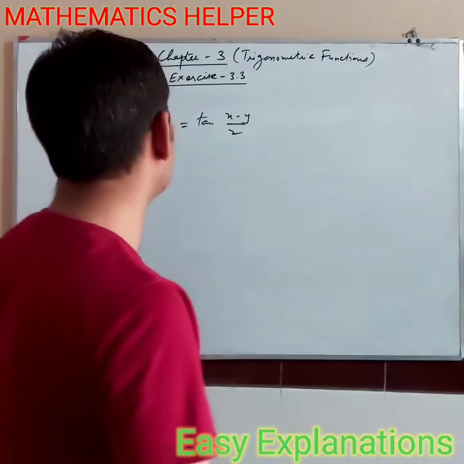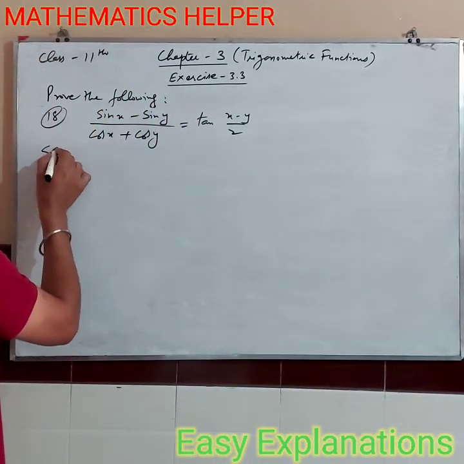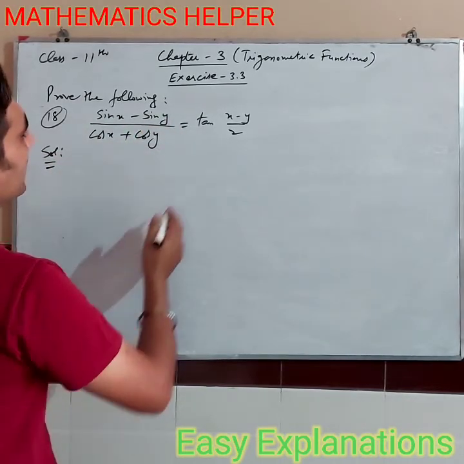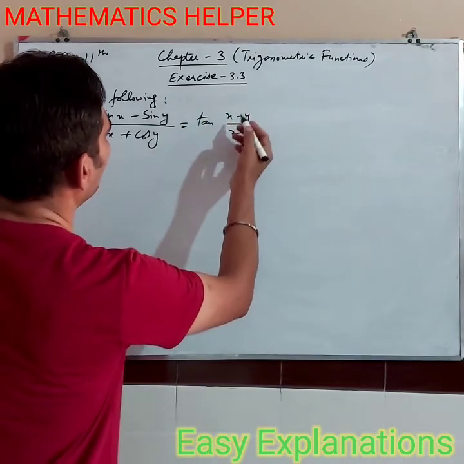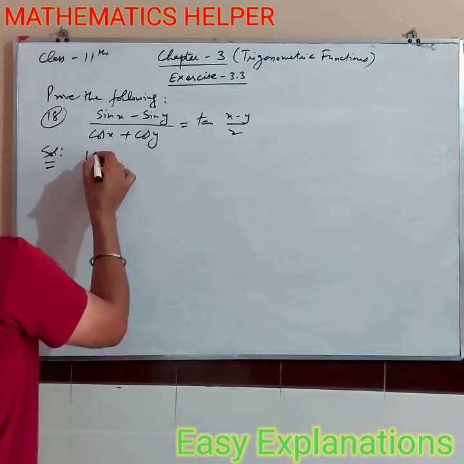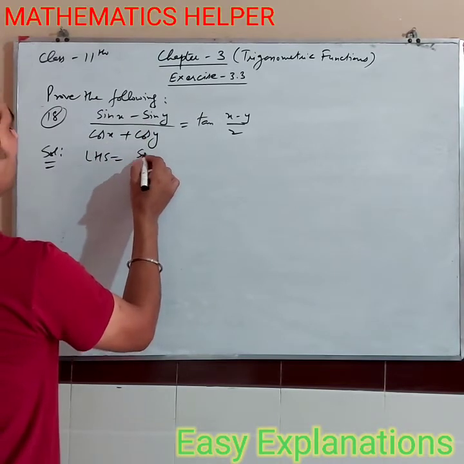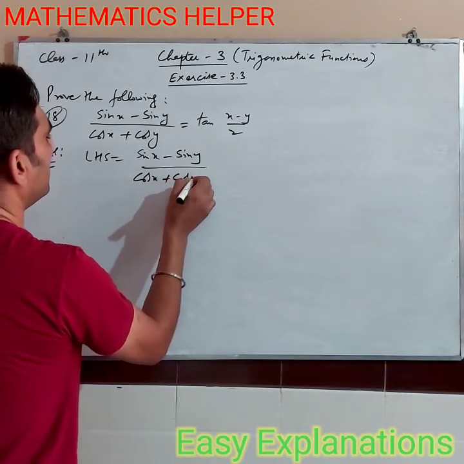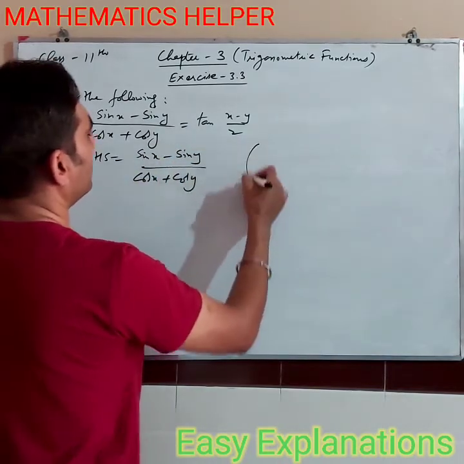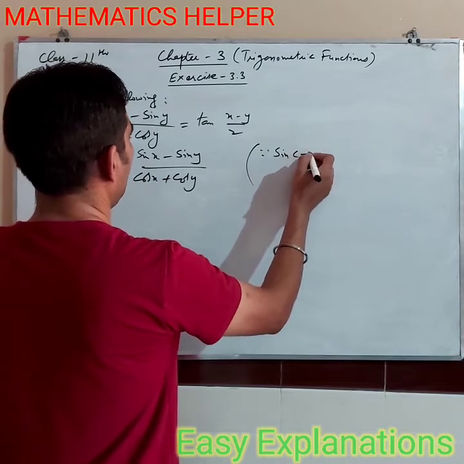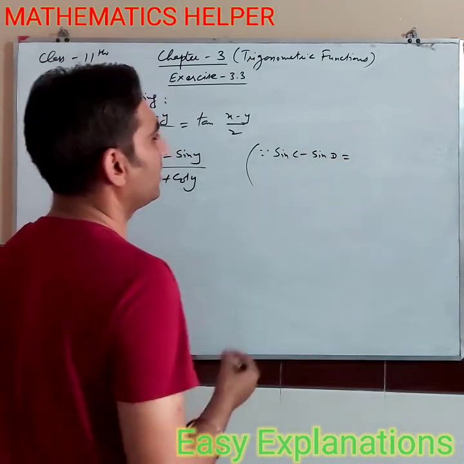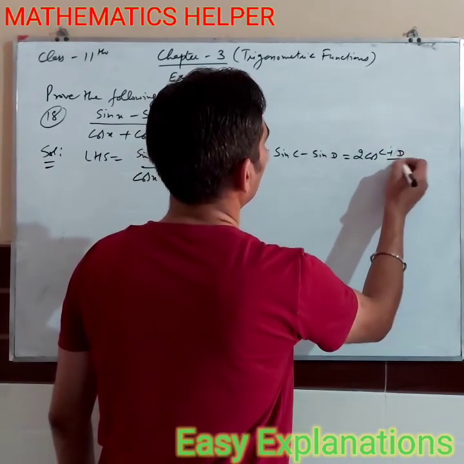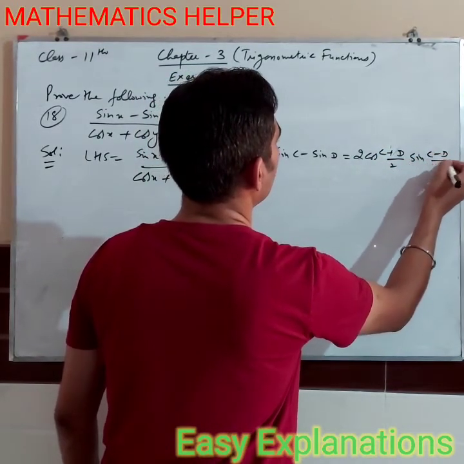Question number 18 is quite simple. It is given like this: (sin x minus sin y) over (cos x plus cos y), which we want to prove is equal to tan of (x minus y) over 2. So let's start from the left hand side of the equality: sin x minus sin y over cos x plus cos y. Now if we treat the numerator as a formula, it is like sin C minus sin D. What is that formula? 2 cos (C plus D) over 2 and then sin (C minus D) over 2.